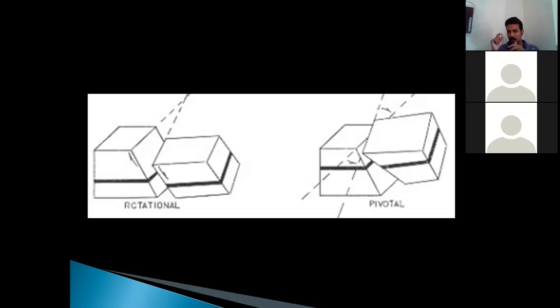Okay, because at the point they are rotated, there is a displacement, but the point of contact is there, which was continued from before the faulting to after the faulting. In that case, this will be called a pivotal fault because there is a pivotal role of that point.